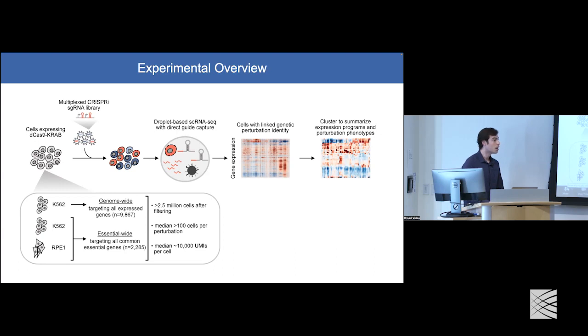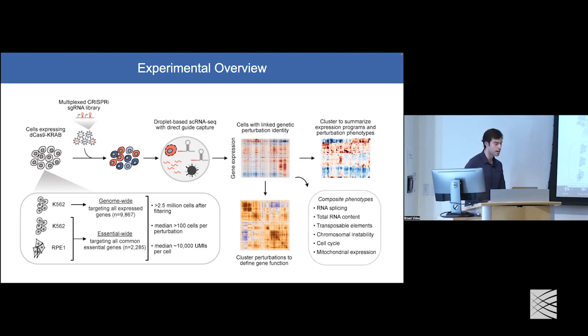And really, what I'm going to tell you about today is our efforts to extract biological meaning from this gigantic matrix. So there are a couple of analyses that we can do. One is we can do some clustering analysis to try to summarize the expression programs and perturbation phenotypes. One is we can cluster perturbations by the similarity of the transcriptional response they induce to try to define gene function in an unbiased way.